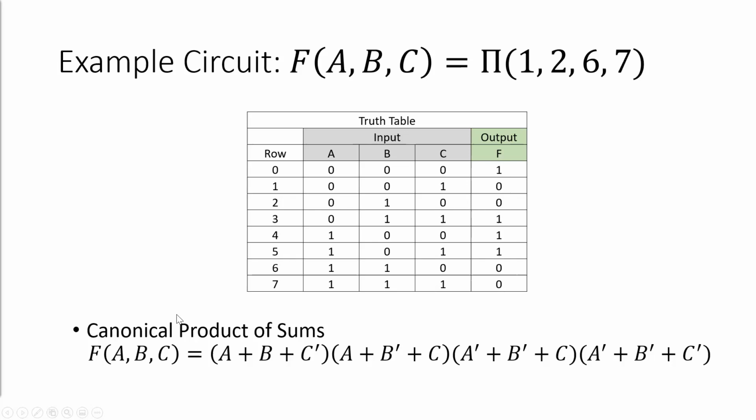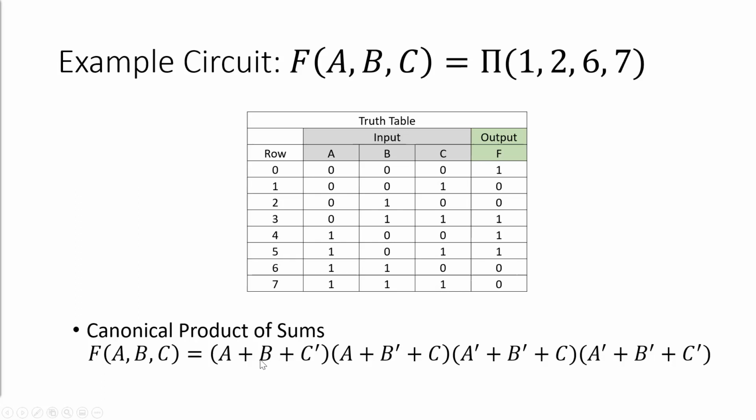And so canonical product of sums, that's where we solve for the zeros without minimizing. The sum terms are the max terms. And remember, max terms, we OR the inputs together so that they form a 0. And the product is that we're going to AND all of these summation terms, max terms together. So we've got, this is the max term, this is max term 1.